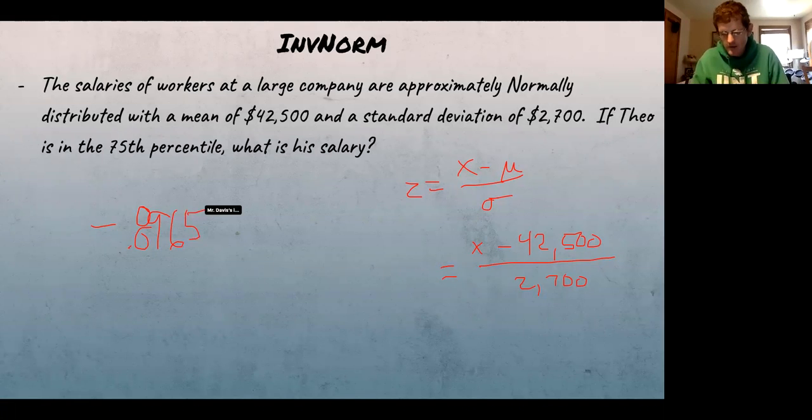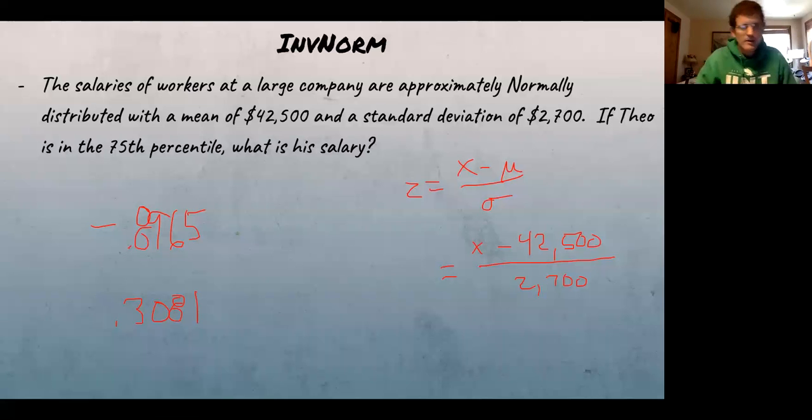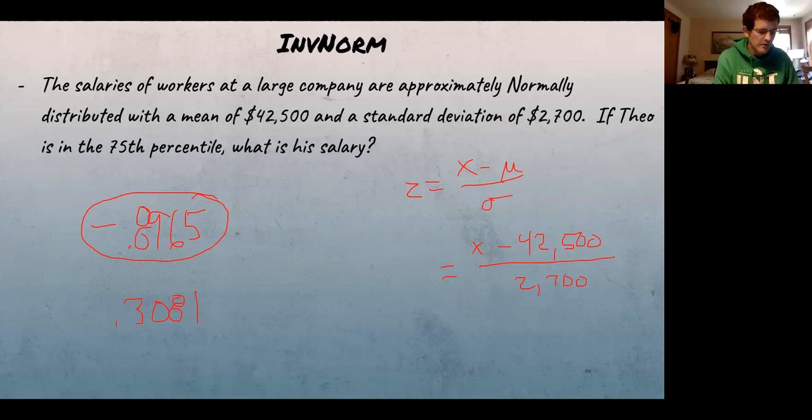We'll interpret this in a second. If I do inverse norm with something over 50%, I'll do 0.621. Then this is my answer, 0.3081. The number under 50% gave me a negative number. This is the z-score that corresponds with giving me that area under the curve to the left of it. 0.3081 is the z-score that gives me that 0.621 area under the curve. So these are z-scores.